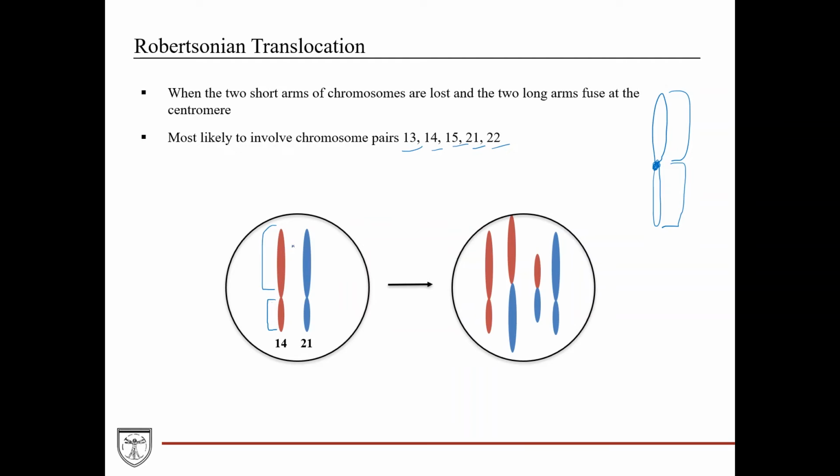So these are what they're called acrocentric chromosomes because one arm is much shorter than the other arm. Another thing to note is that the information contained in the shorter arm is often repeated information.